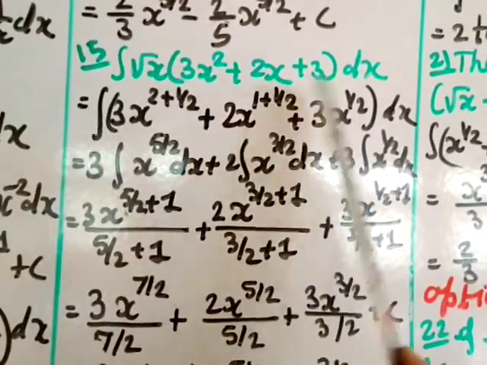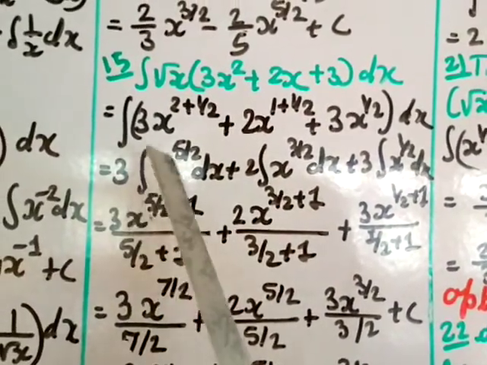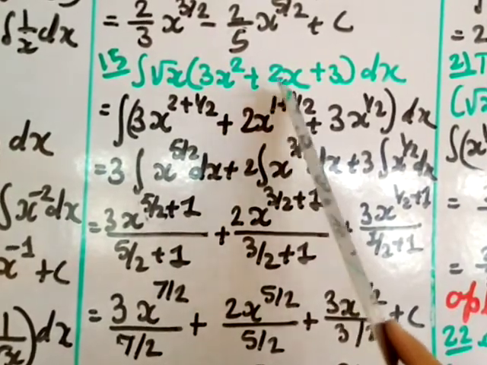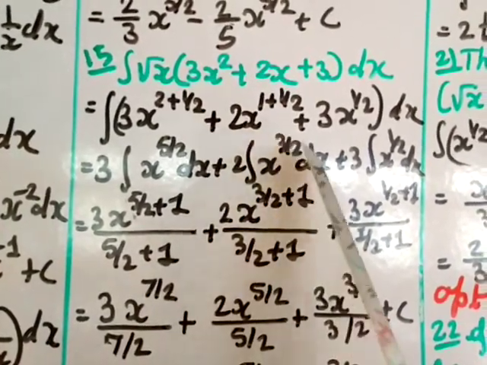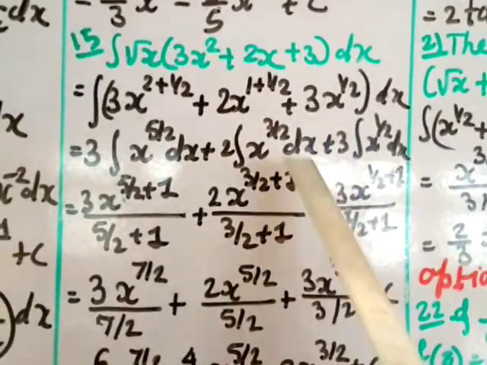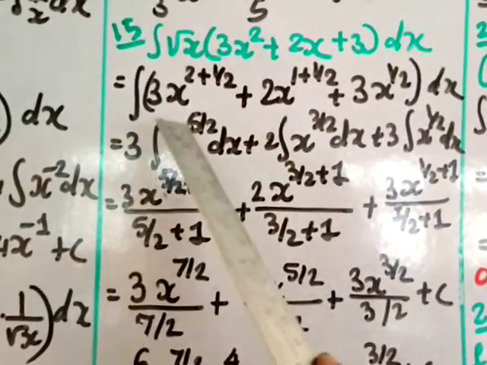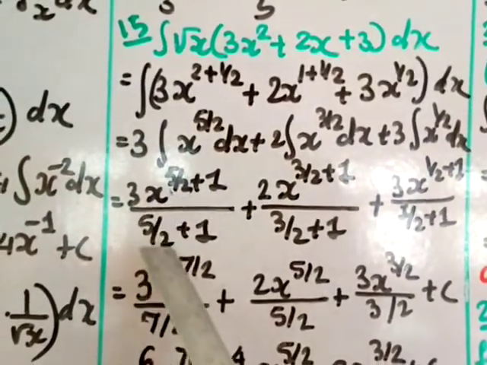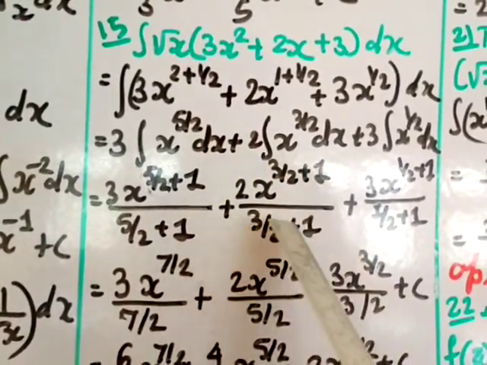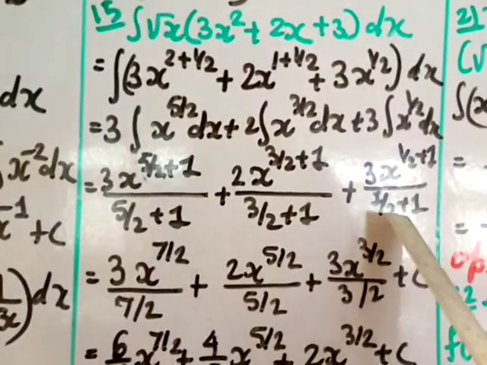And I am also giving integral to each term and taking the constant out. So 3 into integral x power 5/2 dx, plus 2 into integral x power 3/2 dx, plus 3 integral x power 1/2 dx. Again use the same formula. Now I am going to integrate. So 3 x power 5/2 plus 1 divided by 5/2 plus 1, plus 2 x power 3/2 plus 1 divided by 3/2 plus 1, plus 3 x power 1/2 plus 1 divided by 1/2 plus 1.